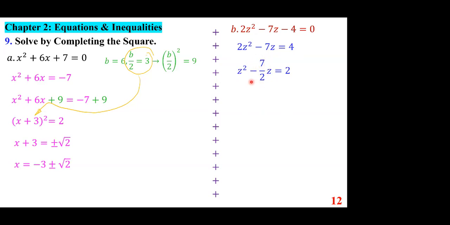On purpose, I picked something that's slightly involved because it's a fraction. Negative 7 halves, I'm going to divide it by 2. It gives me negative 7 fourths. And if I square it, I get positive 49 over 16.